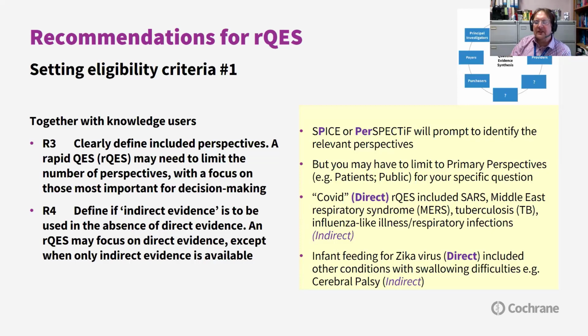I've added a further instance from our own experience of doing work for the WHO, where they were interested in recommendations for infant feeding for Zika virus, very poorly covered. We had half a dozen studies. And so we broadened that out to guidance for other conditions that involve swallowing difficulties. And we included such things as cerebral palsy. And by doing that, we were able to broaden the recommendations with a further 6 studies.